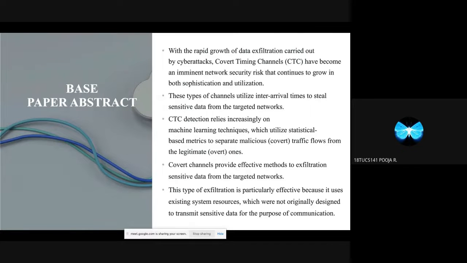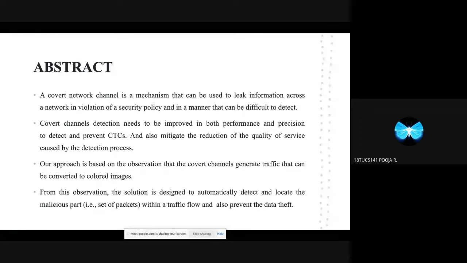So the abstract is: a covert network channel is a mechanism that can be used to leak information across any network. This causes a violation of the security policy. Covert channel detection needs to be improved in terms of both performance and preventing the CTCs from stealing the data. The approach is based on the observation that covert channels generate traffic that can be converted into colored images. From this observation, the solution is designed.